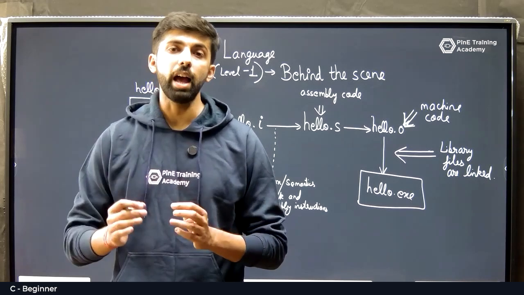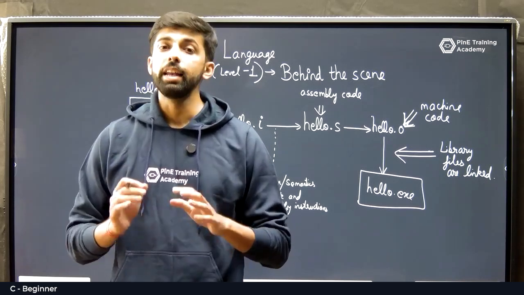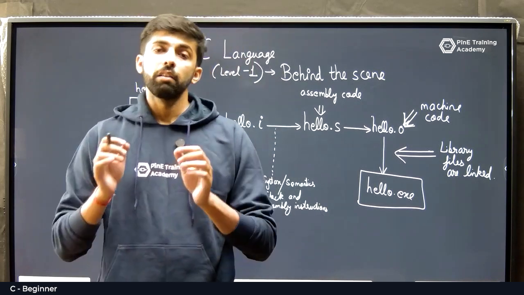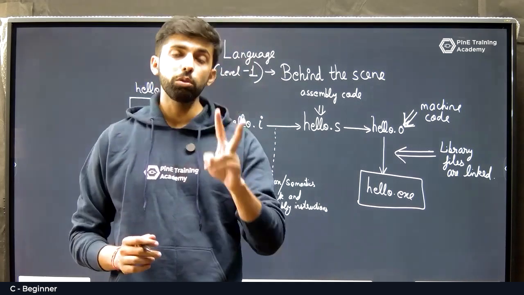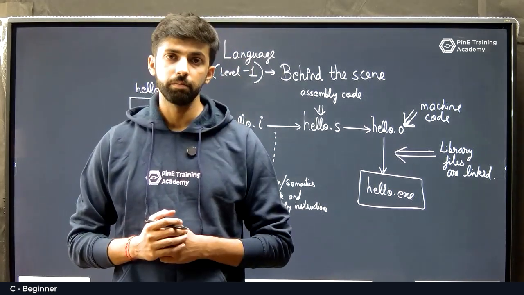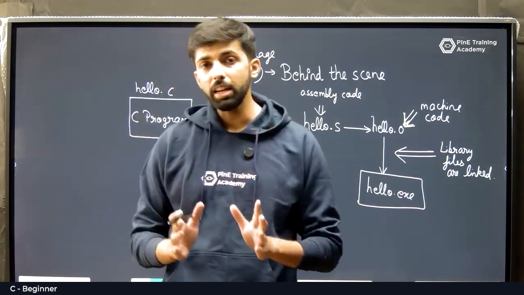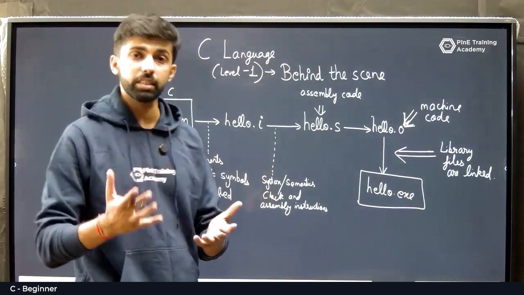In our last video, we ran our first C program. Let's see what happens behind the scenes when we click on run. Whenever we click on run, there are two processes which are happening: first compile and second run. In the compilation process, there are several steps.